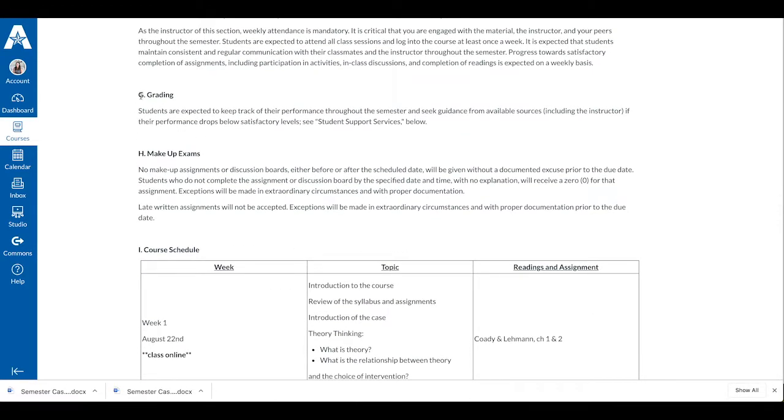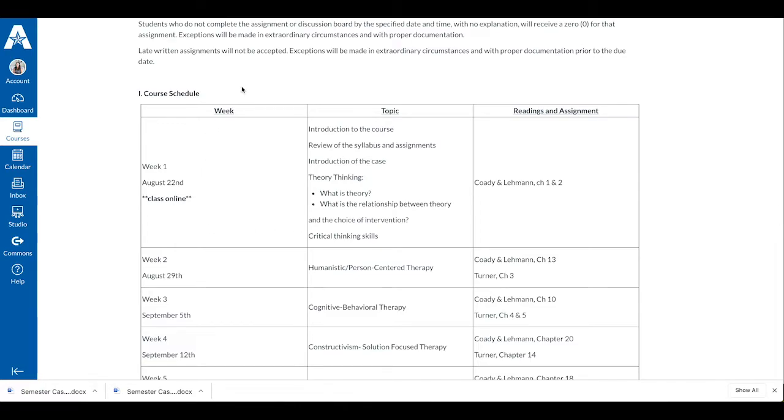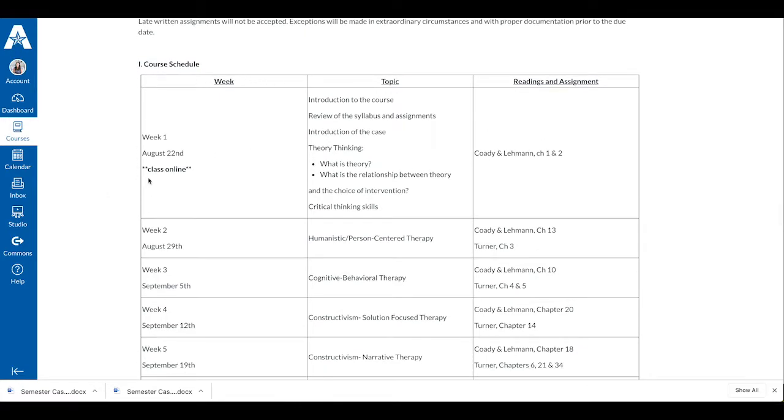Okay, so grading, I mentioned the discussion papers, there's no makeup assignments, and then here is the course schedule, okay? So this is like the meat of what we're going to be doing each week. So week 1, August 22nd, it shows what we're going to be doing. If you haven't read this, do not worry. It basically just talks about integration and an eclectic approach being very helpful. So it's okay if you didn't read it. Don't worry. I'd rather have you focus on reading for next week.